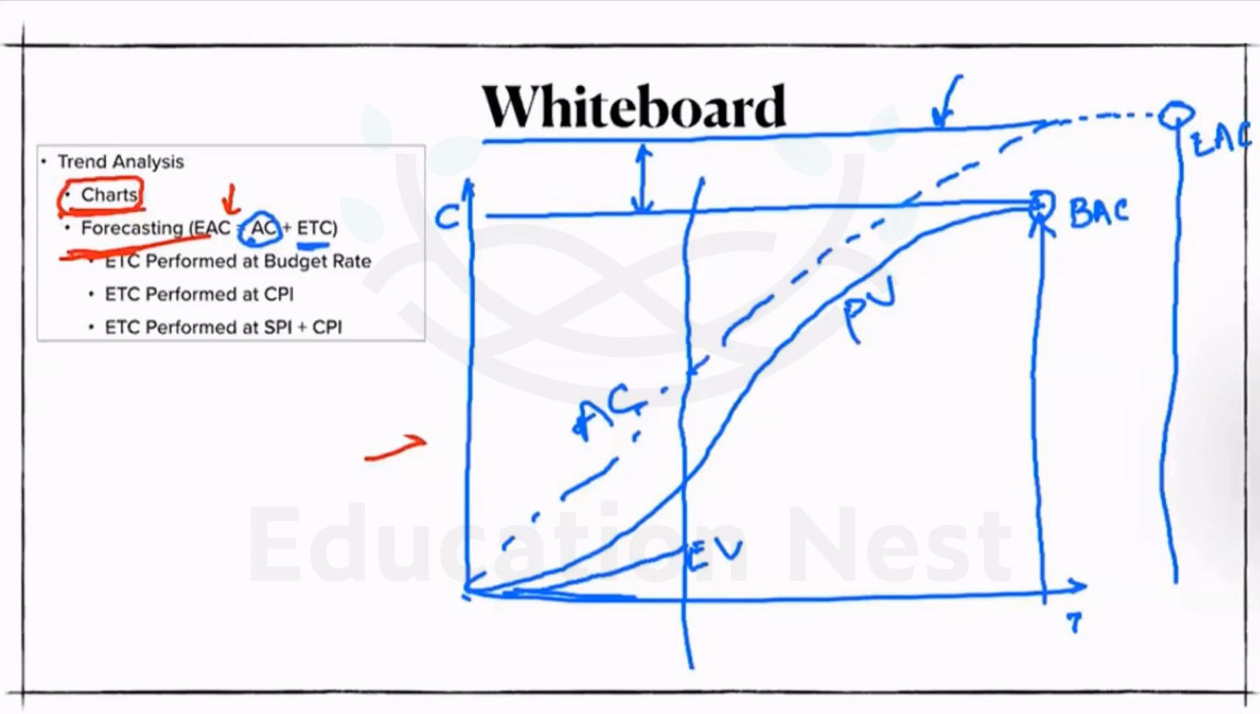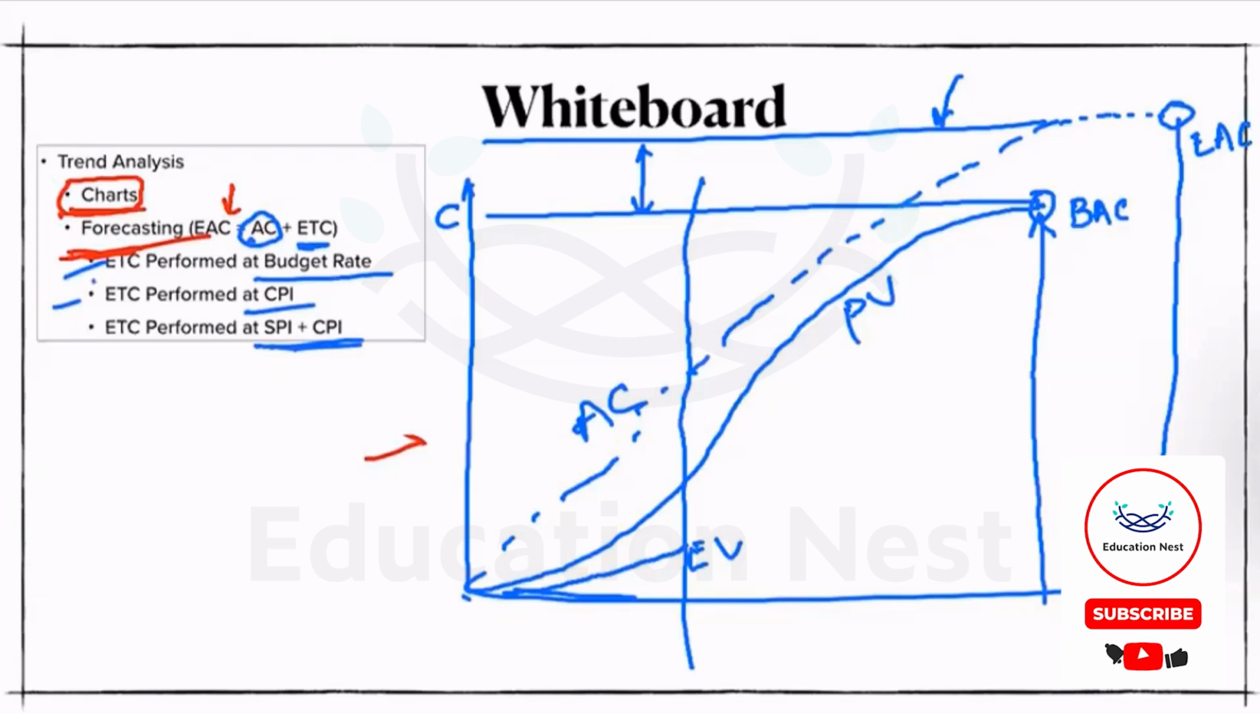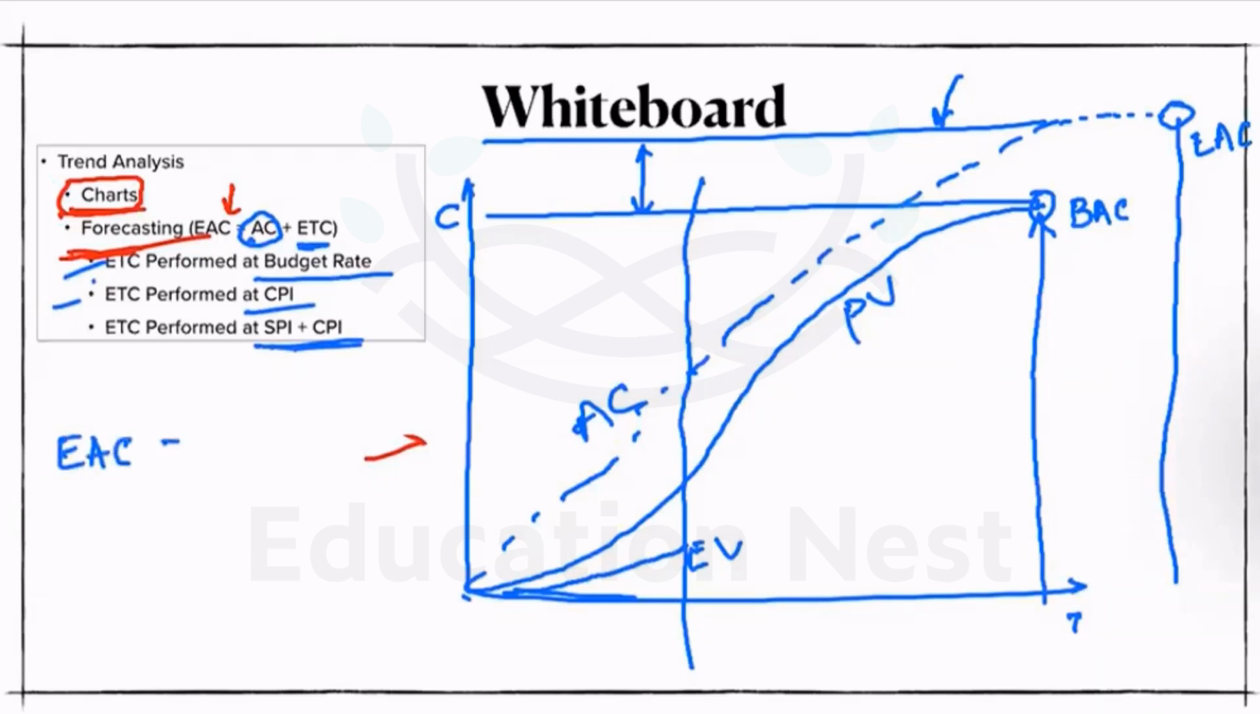So again, are there any methods to do this? We have 3 methods: ETC performed at budget rate, ETC performed at CPI, ETC performed at SPI plus CPI. So if we quickly talk about the first method, I'll just give you the formula quickly. So EAC, traditionally, it is AC plus ETC, we have seen. But if it is measured at budgeted rate, the EAC formula will change slightly. So EAC will become AC plus budgeted actual cost minus earned value, right? So you can see the change in the formula. ETC will be replaced by budgeted actual value minus EV.